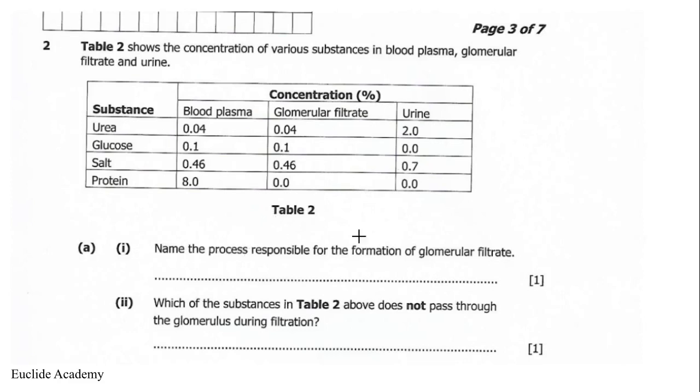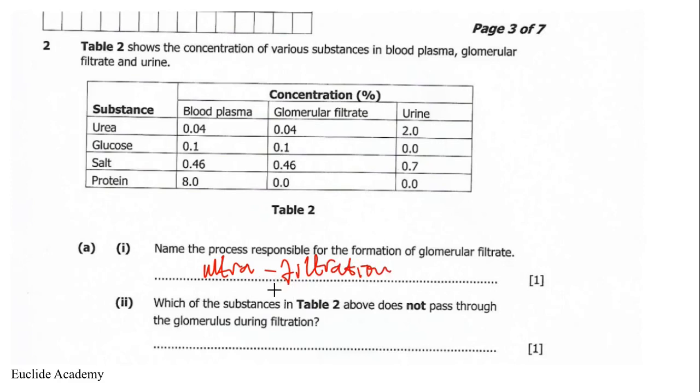So the process responsible for the formation of glomerular filtrate. Now glomerular filtrate is a liquid or fluid which comes about as a result of filtration in the kidneys, and there's a process which is responsible for that, for filtering. As you can see, glomerular filtrate is a result of filtration, and the process is called ultimately ultrafiltration. Ultrafiltration. So what is ultrafiltration?